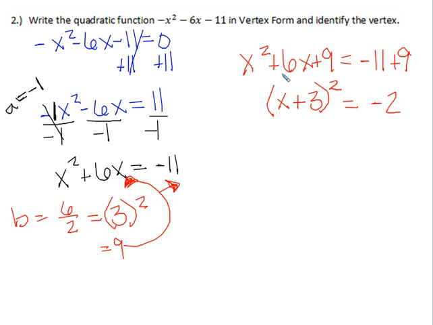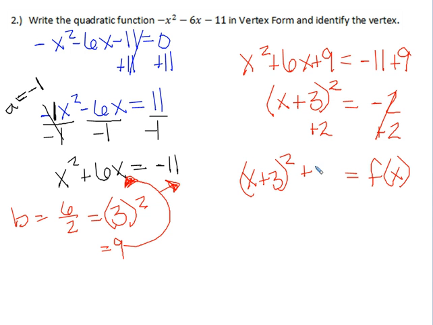Okay, so our goal is to get this into vertex form. We're not solving for x like we did in the beginning. We're trying to write it as a new equation. So I want to move this 2 to the other side. We can do that by adding. So with nothing left there, we can just put our little f of x. And we have x plus 3 squared plus 2.